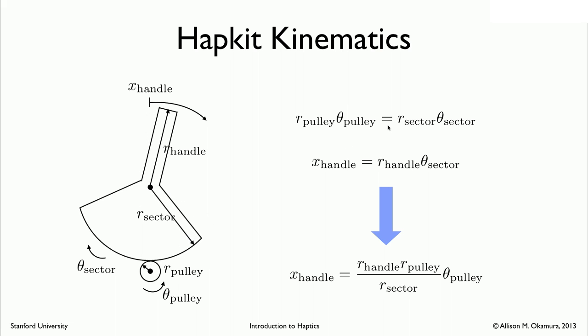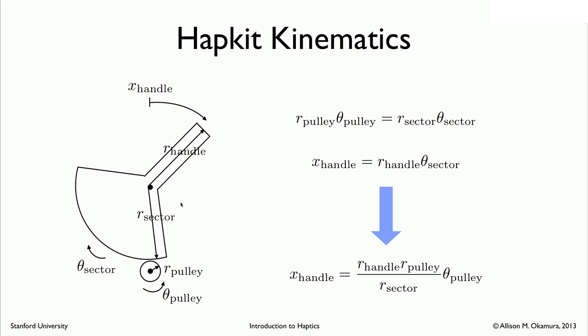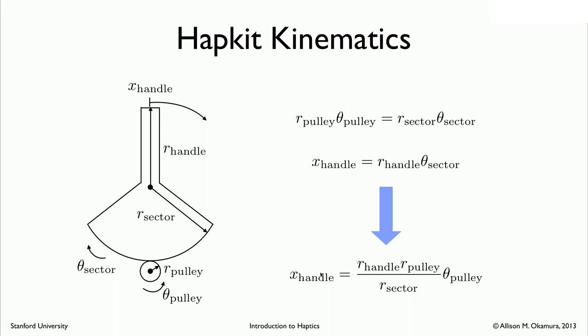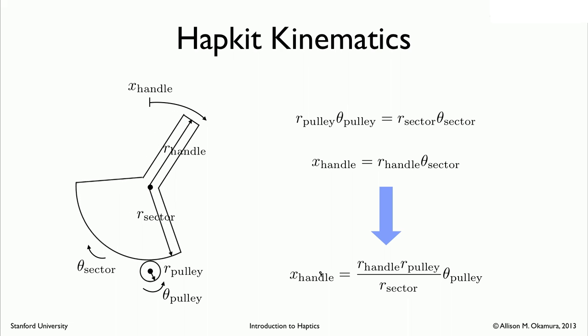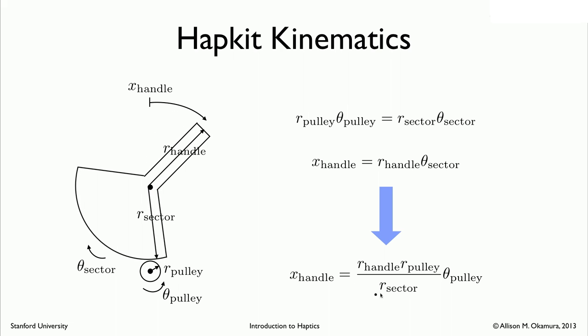If you combine these two equations together and you get this kind of motion that I just animated, you will have x handle equals r handle times r pulley divided by r sector times theta pulley. So you can see how a change in angle of the motor pulley is going to cause a change in position of the handle. I'll animate that one more time for you. All right. If you're designing a haptic device from scratch, you can pick r handle, r pulley, and r sector to be the values that you want to create the relationship that you desire between the angle of the motor and the position of the handle.